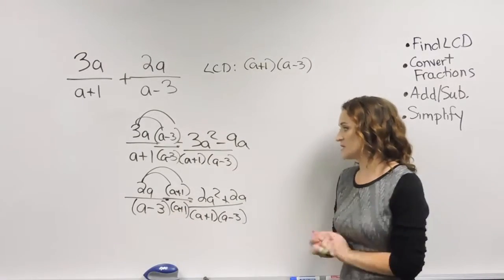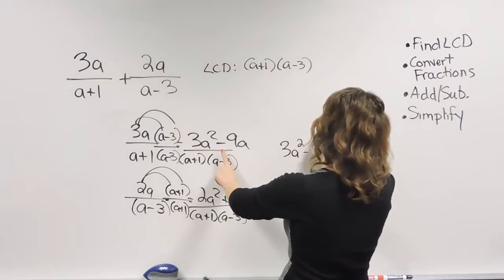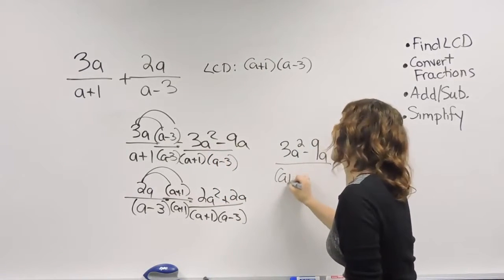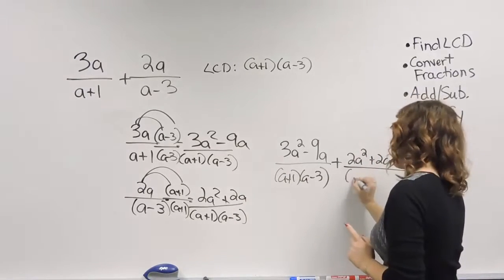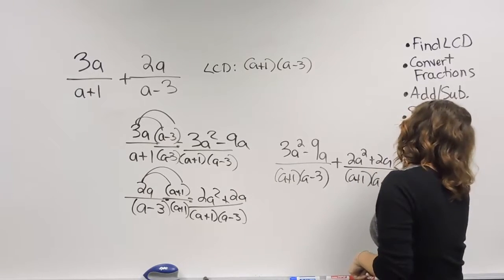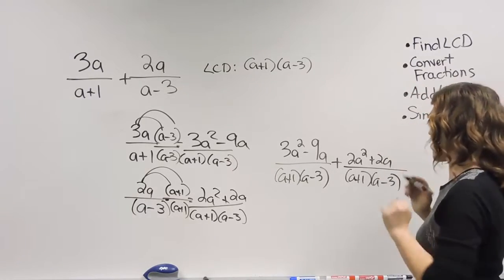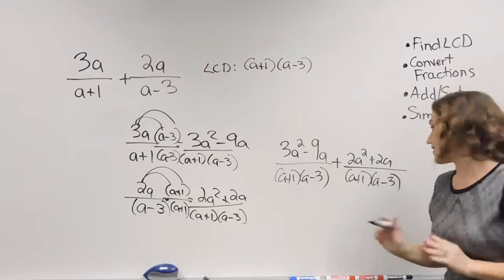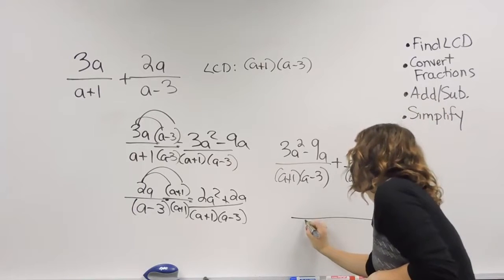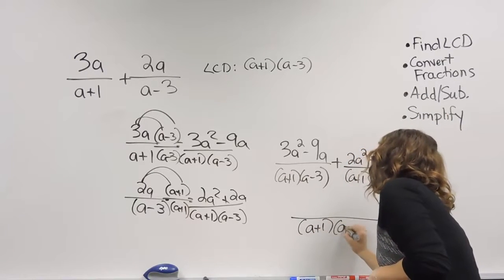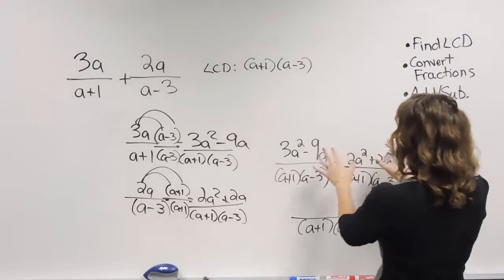Now we put our two fractions back together. We had 3a squared minus 9a over our common denominator, added to 2a squared plus 2a over that common denominator. Since we have common denominators now, we can move down to step 3, where we actually add and subtract. When you add or subtract, you're just adding and subtracting the numerators and keeping the common denominator. The common denominator was a plus 1 times a minus 3. That stays the same, and we add the numerators.